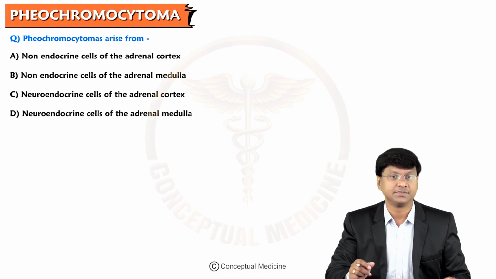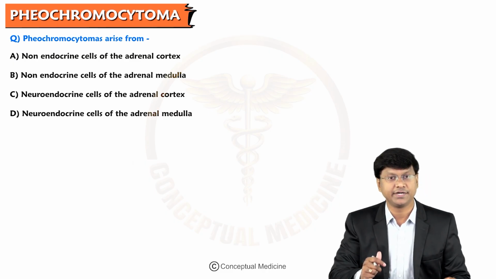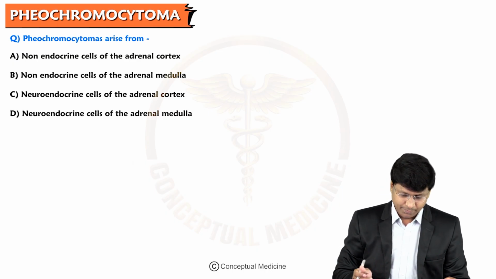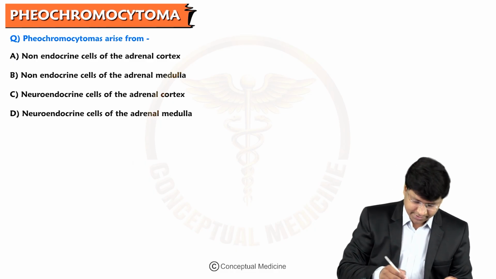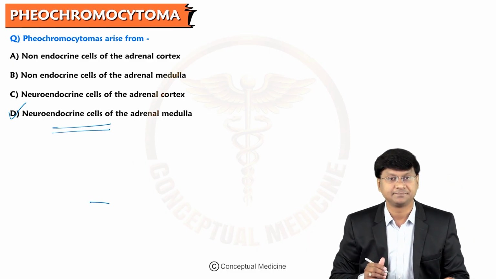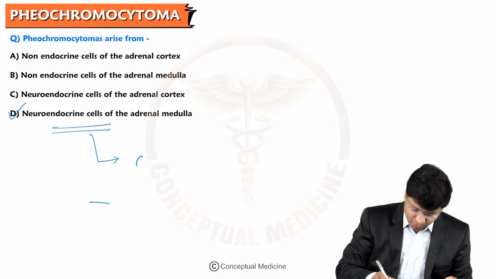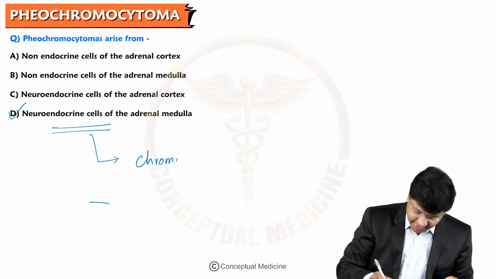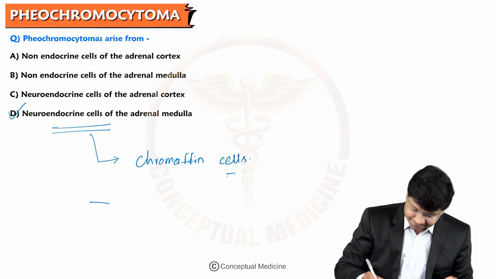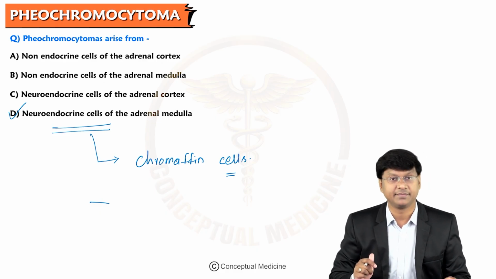Pheochromocytomas arise from non-endocrine cells of adrenal cortex, non-endocrine cells of the adrenal medulla, neuroendocrine cells of adrenal cortex, or the neuroendocrine cells of the adrenal medulla. So please remember, Pheochromocytomas originate from the neuroendocrine cells of the adrenal medulla. These neuroendocrine cells are also called the chromaffin cells in the adrenal medulla. So Pheochromocytoma is a tumor which is originating from the chromaffin cells of the adrenal medulla.